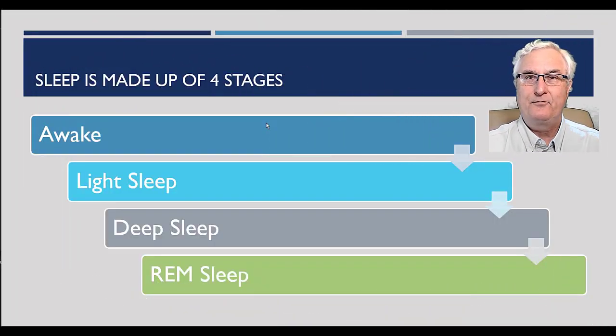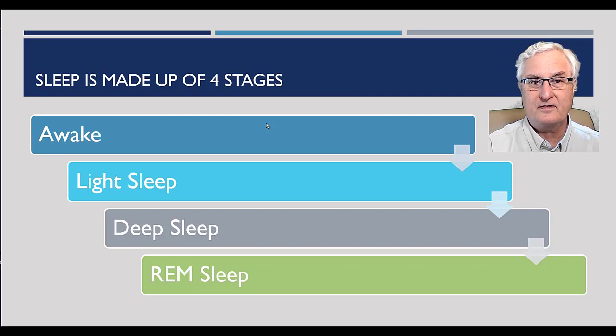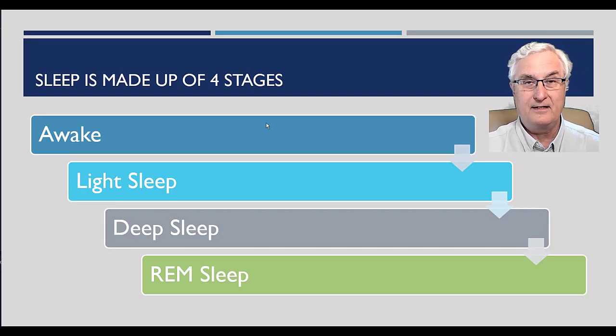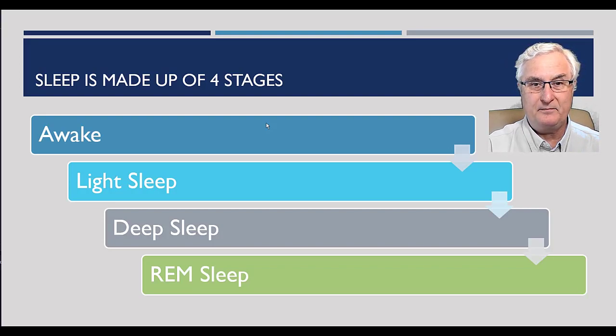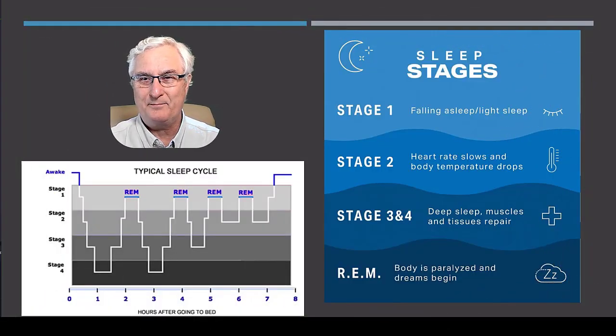Sleep is made up of 4 stages. There's the awake stage. We then move into a light sleep stage, then a deeper sleep, followed by a lighter sleep, which is REM, or the rapid eye movement sleep. So the 4 stages of sleep are awake, light sleep, deep sleep, and REM sleep. So let's look at the stages of sleep.